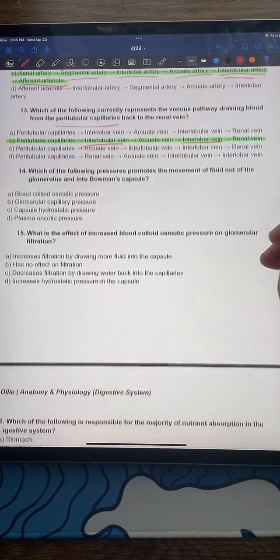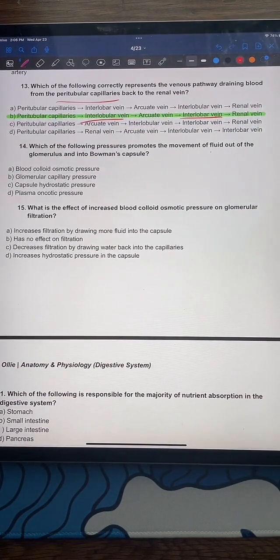Number 14. Which of the following pressures promotes the movement of fluid out of the glomerulus and into the Bowman's capsule?